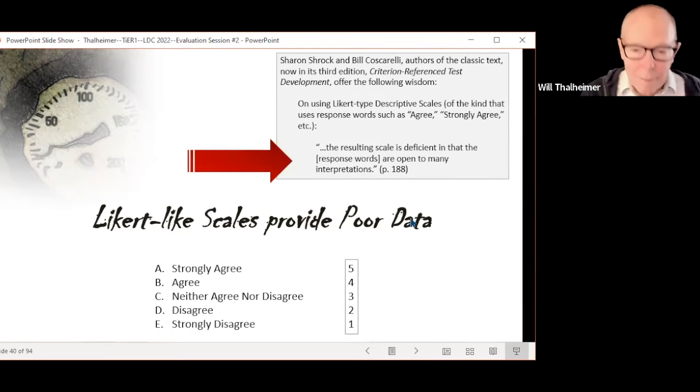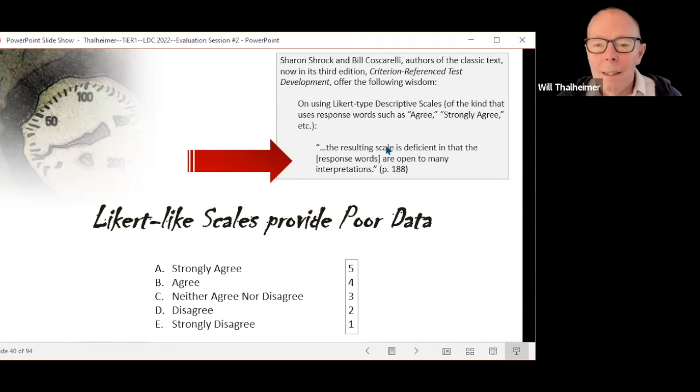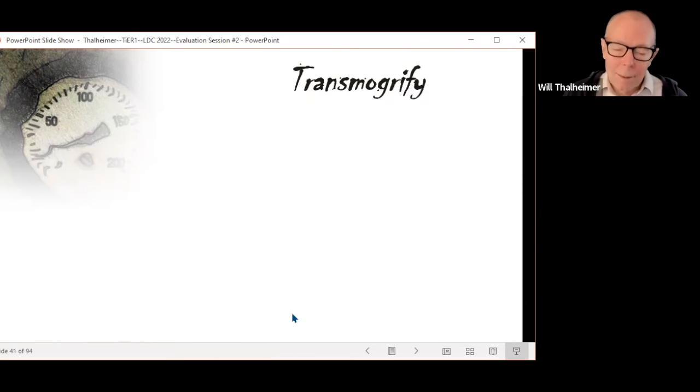The real problem with these is that the resulting scale, this is Sharon Schrock, Bill Coscarelli, is deficient in that the response words, these, are open to many interpretations. They're not concrete enough. And so people have a hard time parsing them, trying to make sense of them. So lots of issues. I like to really break this down.